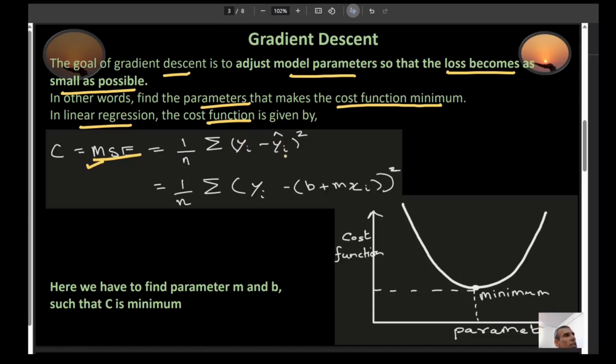In this particular instance, your y, which is your predicted value, is given by this expression right here: b plus m times xi. So this is your predicted value. Here we have to find the parameters m and b so that this cost function is minimum.